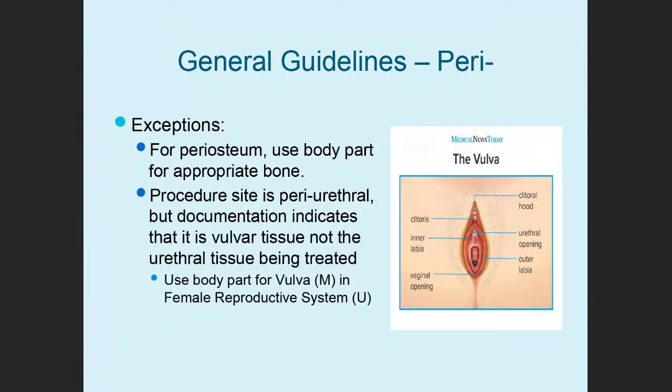Unfortunately, there are also exceptions to this too. For periosteum, use the body part for the appropriate bone. The procedure site may, for example, say periurethral, but the documentation may indicate that it's the vulvar tissue that's being treated. In this case, use the body part value for vulva in the female reproductive system, not urethral opening in the urinary system.